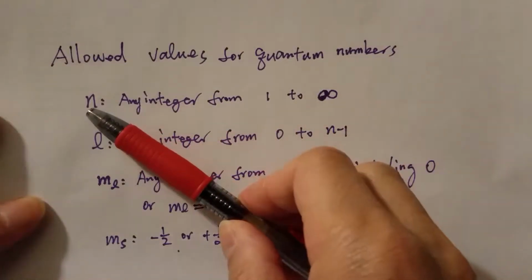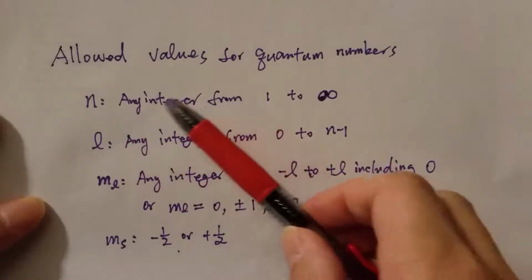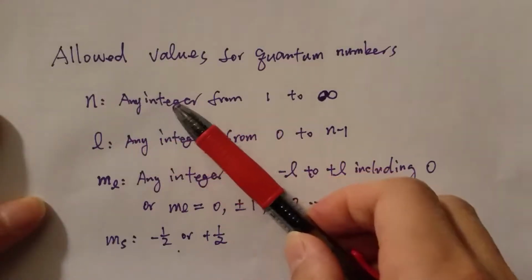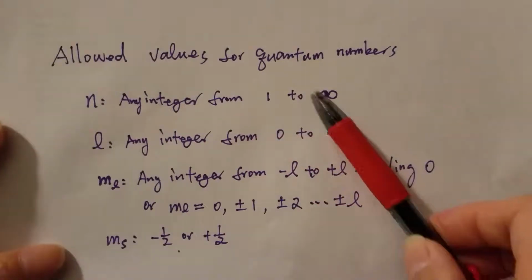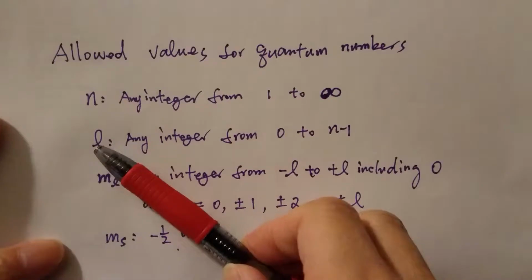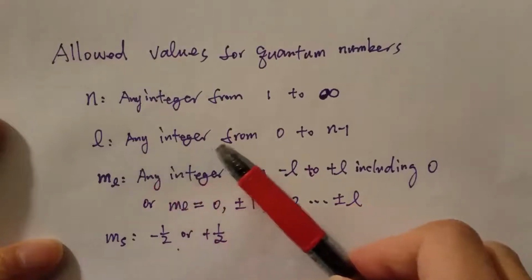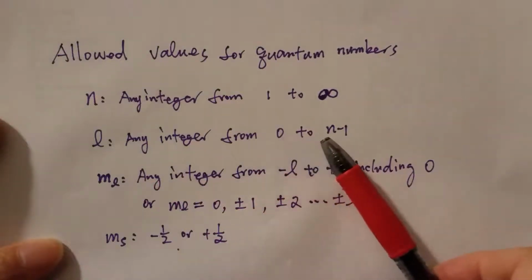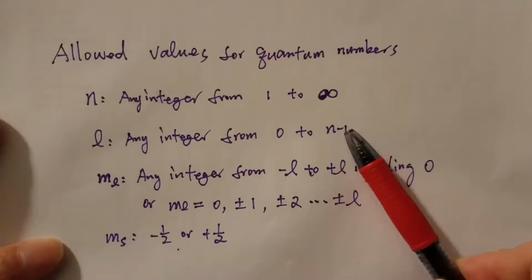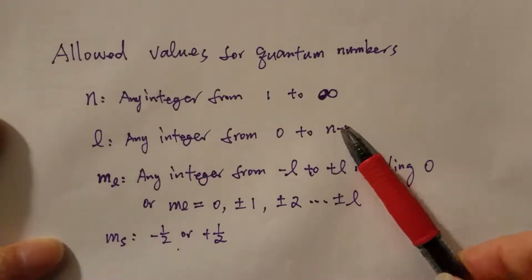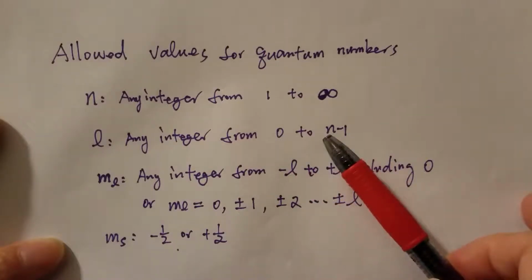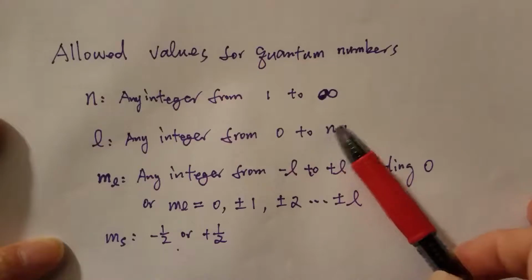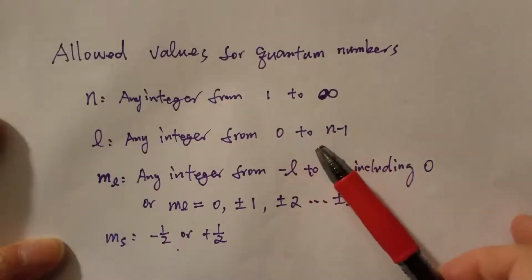Principal quantum number n. The allowed values can be any integer from 1 to infinity. l, that's the angular momentum quantum number, can be any integer from 0 to n minus 1. Let's say if n equals 2, then l can be 0 to just 1. All right? Because n equals 2, 2 minus 1 equals 1, just 0 and 1.